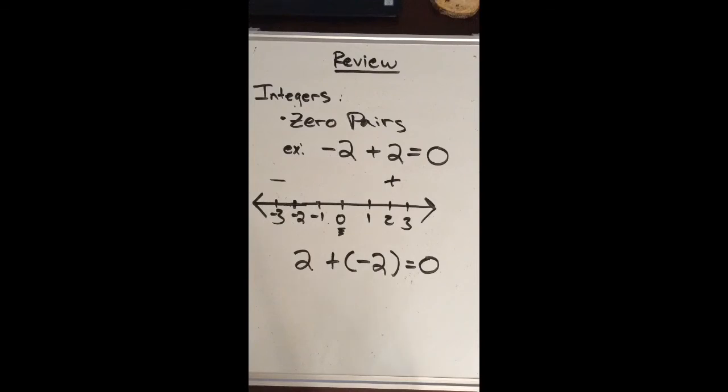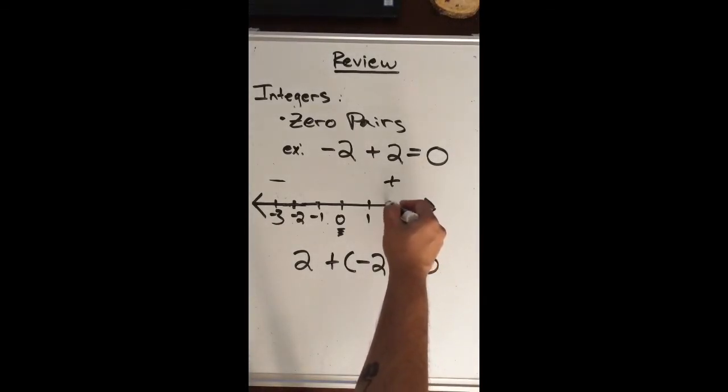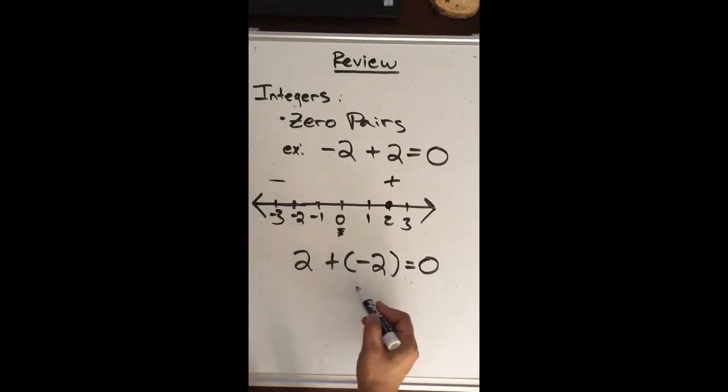In fact, we can even switch where these numbers are and have positive 2 plus negative 2. Now, these are the same things. We have the negative 2 on this side and the positive 2 on this side and the addition sign in the middle. So this should give us the same answer. In fact, if we start here at positive 2, we're going to add negative 2.